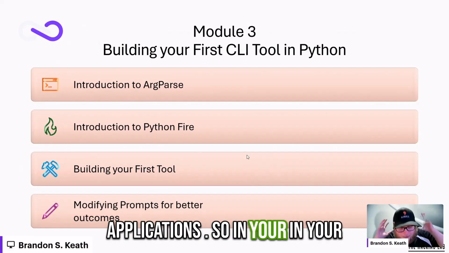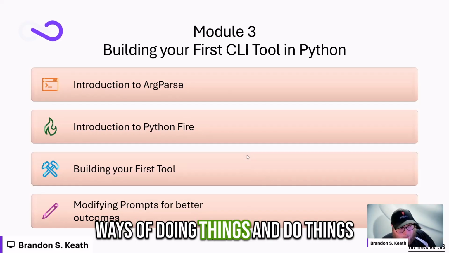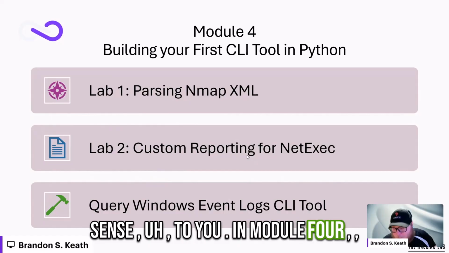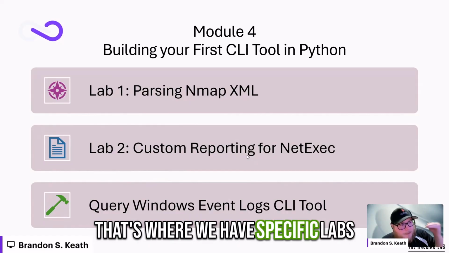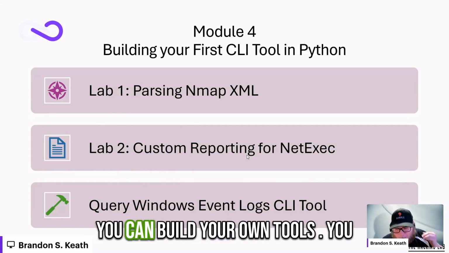So in your brain, you can kind of connect the dots a little bit and see different ways of doing things and do things your preferred way. What makes sense to you? In Module 4, that's where we have specific labs that you can go through. Of course, after taking this workshop, you can build your own tools.